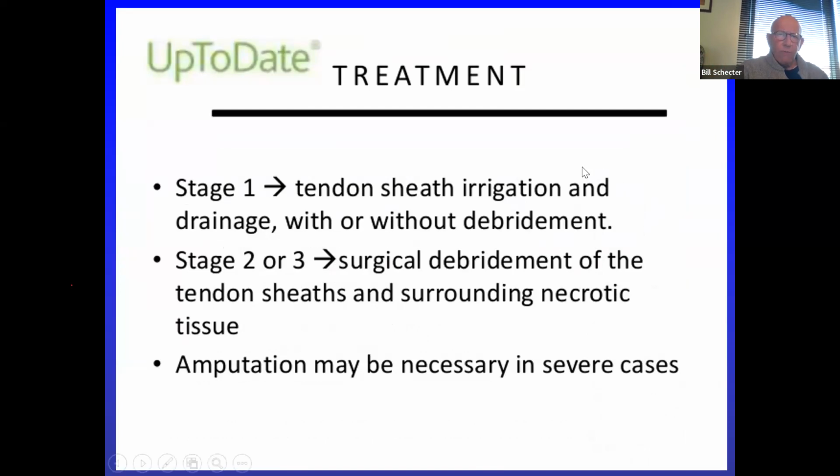And so hopefully you'll be able to drain it and irrigate all the pus out of the tendon sheath with continuous irrigation, and then treat with antibiotics, and that will take care of the problem. If not, in other words, this is some very advanced stage, then you're talking about debriding the tendon sheaths and surrounding the necrotic tendon, which might even include the tendon itself, and then you may be in an amputation situation. So what we want to do, hopefully, is get to the patient before we're in this kind of situation.